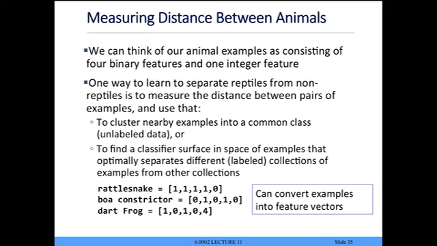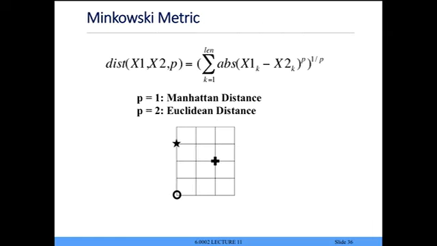For each of these examples, I'm going to just let true be 1, false be 0. So the first 4 are either 0s or 1s, and the last one's the number of legs. And now I could say, all right, how do I measure distances between animals or anything else, but these kinds of feature vectors?